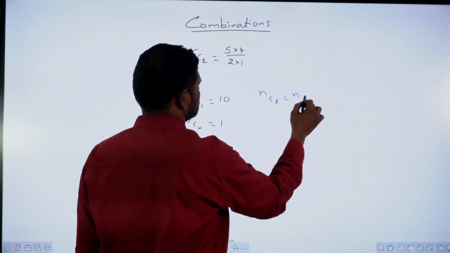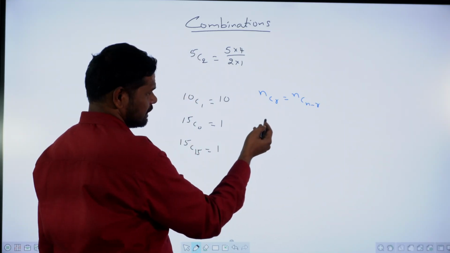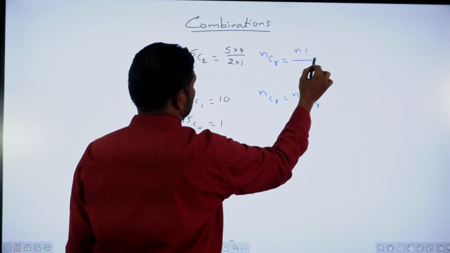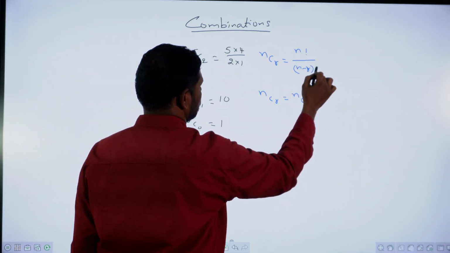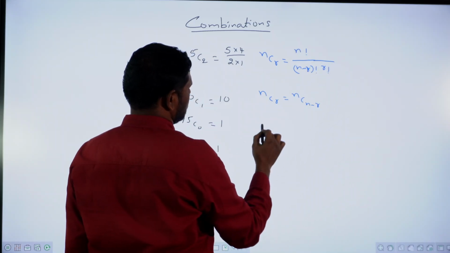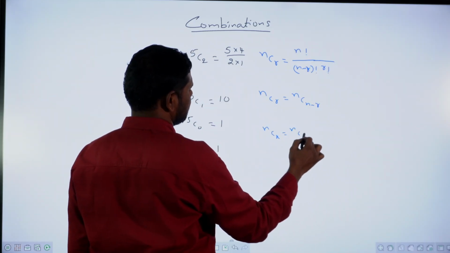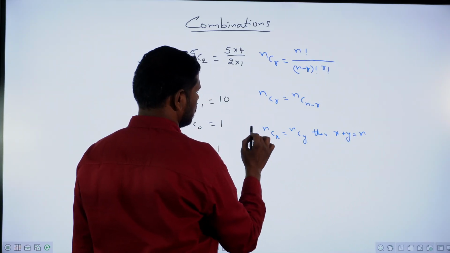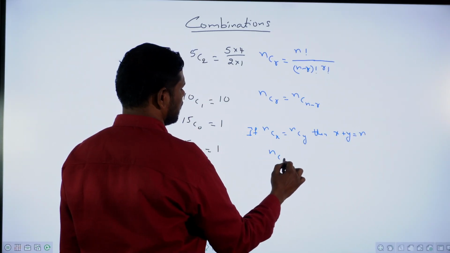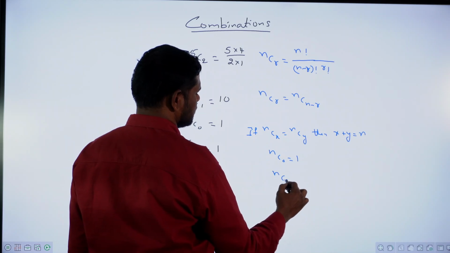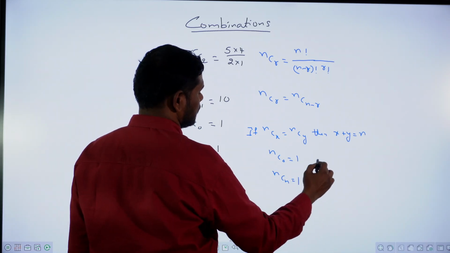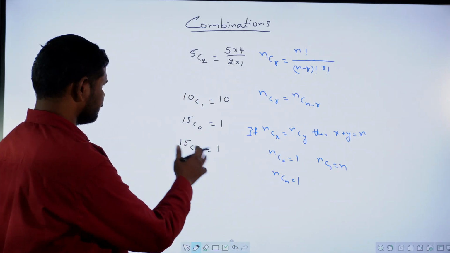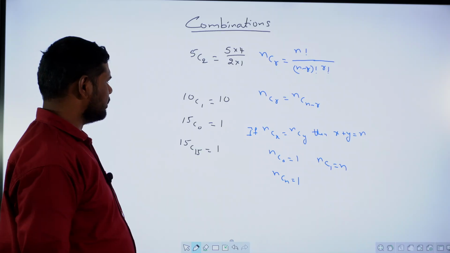So nCr equals nC(n minus r). We already discussed about this. And nCr equals n factorial by (n minus r) factorial into r factorial. If nCx equals nCy, then always x plus y must equal n. So nC0 equals 1, nCn equals 1. Similarly, nC1 equals n. We all know this. Actually, we discussed it at the starting of the permutations and combinations chapter.